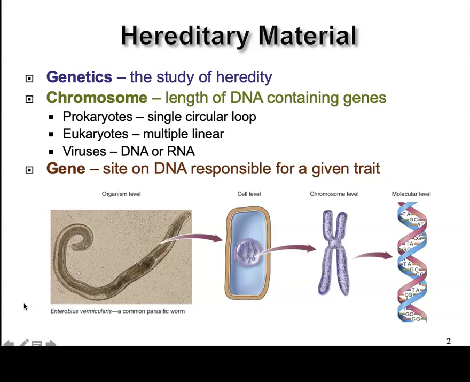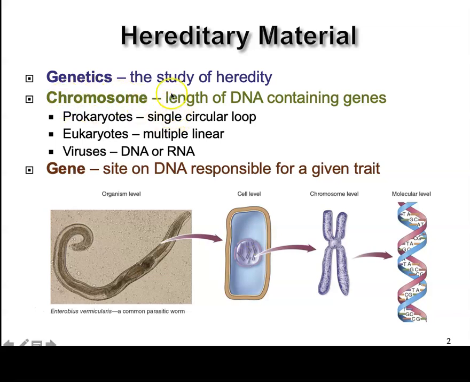So here on this slide where we have hereditary material, all organisms have genetic material. And that is in the form of chromosomes. Chromosomes are made up of DNA, and DNA is a kind of molecule called a nucleic acid. DNA has little sections on the chromosome called genes. And each gene you can think of like a recipe.